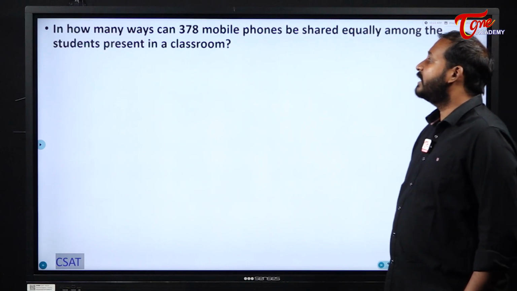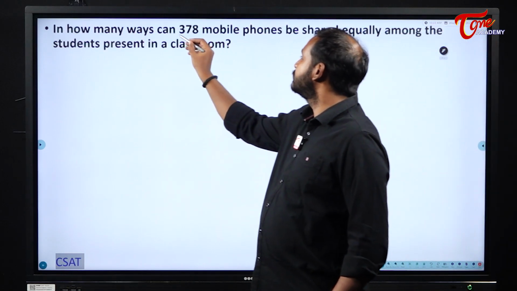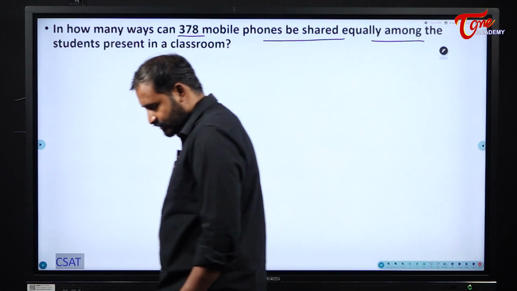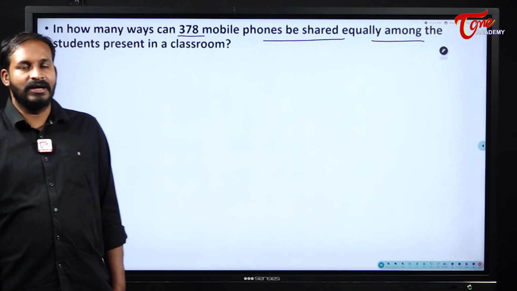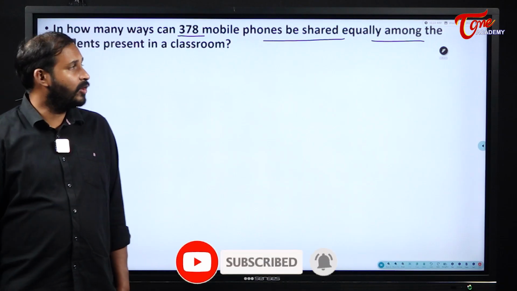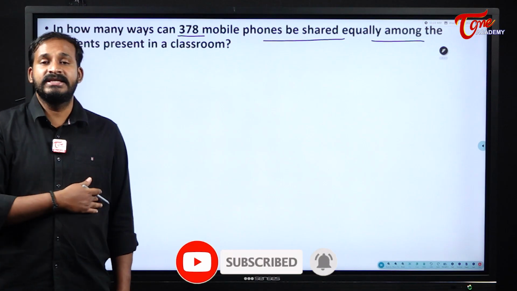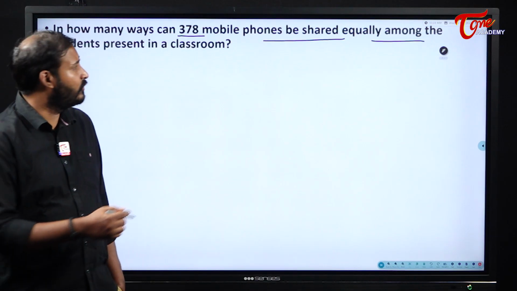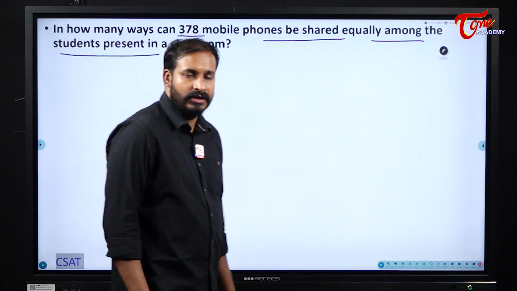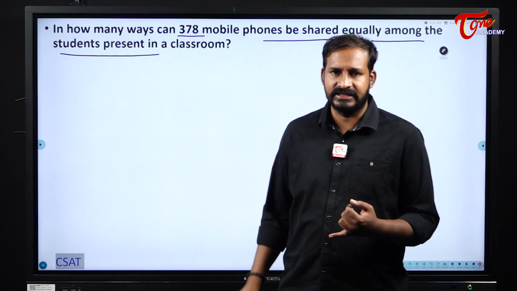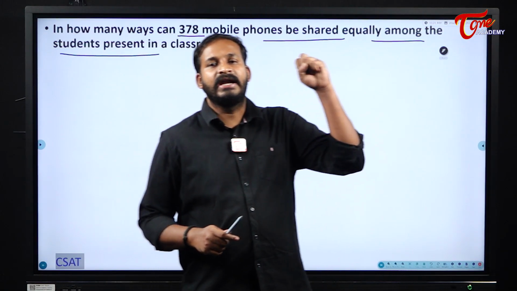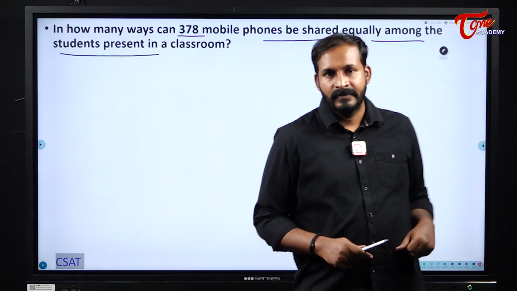Next one. In how many ways can 378 mobile phones be shared equally among the students present in the classroom? This case is nothing but indirectly finding the factors. In how many ways can we divide these 378 mobiles? We don't know the strength of the class. There can be only one student. If there is only one student, what will you do? You will give the entire 378 mobiles to him.